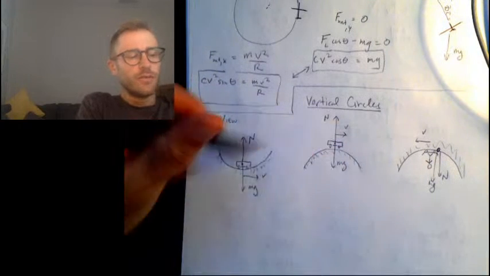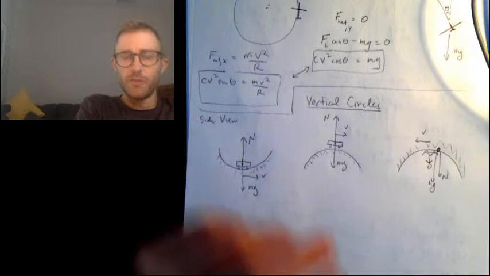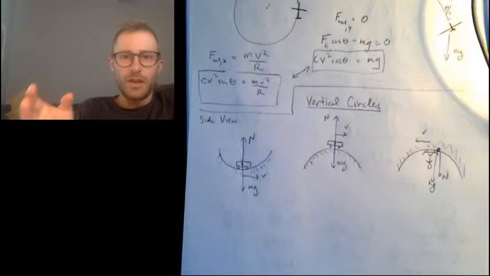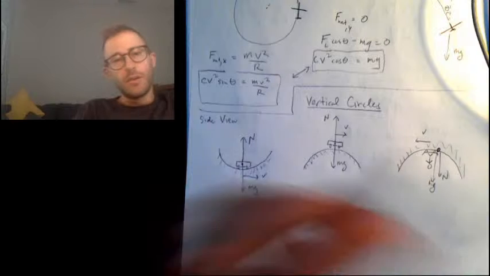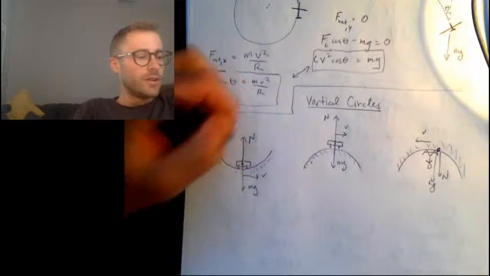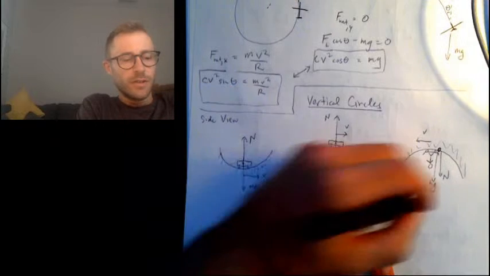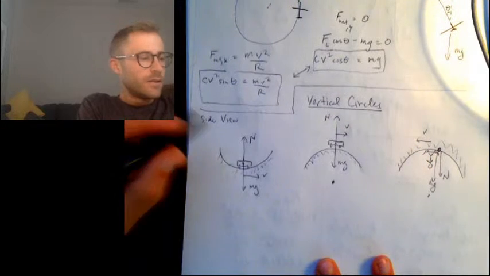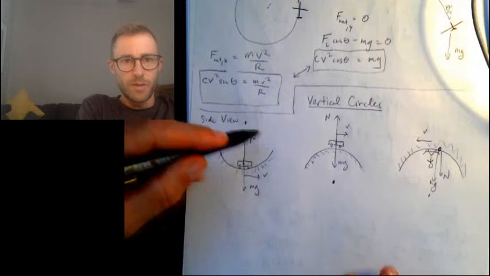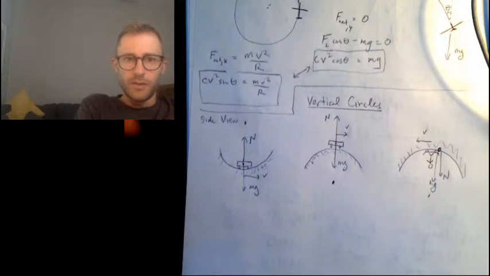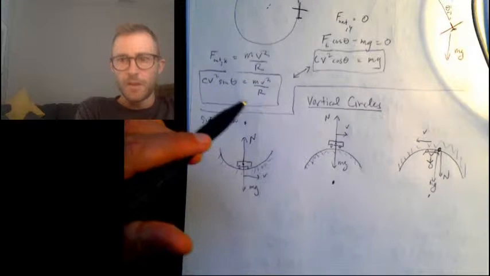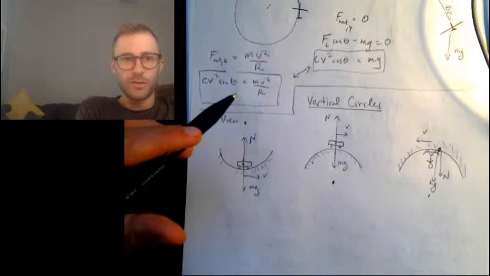So you can see that in vertical circles, you have to be really careful about the directions of normal forces and weight forces. Okay? You also have to be really careful about the direction of the acceleration, because here's the center of the circle, here's the center of the circle, here's the center of the circle here. So notice how the center of the circle may be above you or below you.